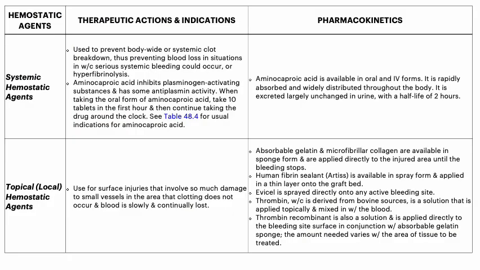Our hemostatic agents could either be systemic hemostatic agents or topical hemostatic agents. When we say hemostatic, they are agents that are used to stop bleeding. So as mentioned, it could either be systemic or topical.